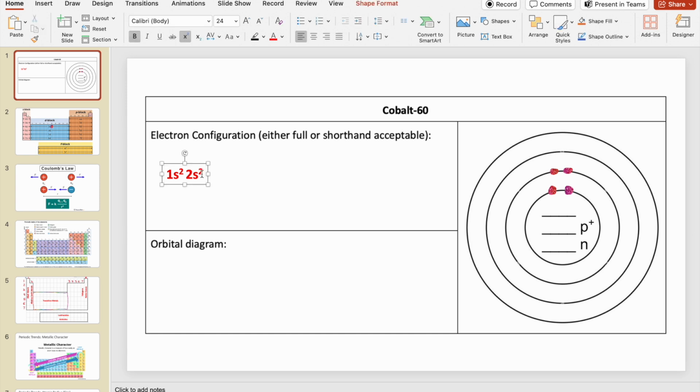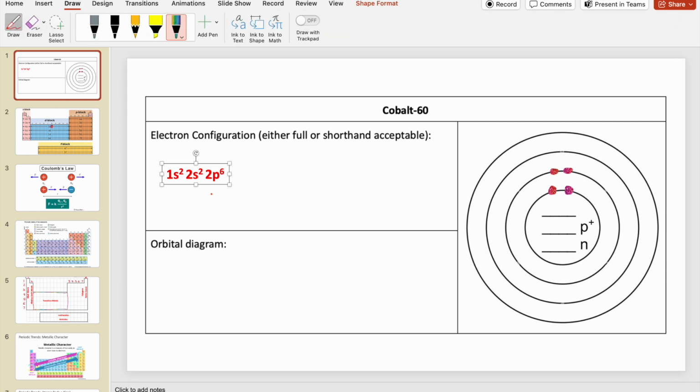So 2s2. Then we have 2p6 because it's full. And when I do my ring, I'm just going to keep adding electrons. So I add 6 electrons in my second ring. First, you spread them out. 1, 2, 3. Then you pair them up. 4, 5, 6. So far, once you have it all the way up to 2p6, you have 2 full rings here.